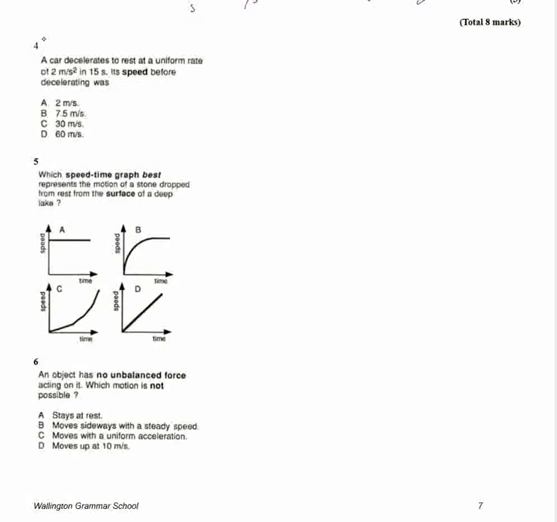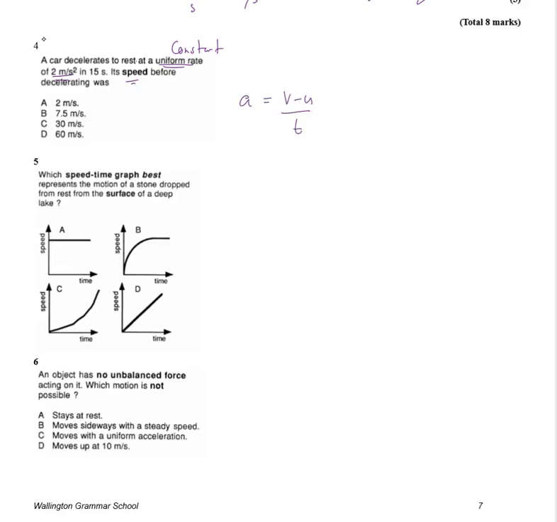Now, a car decelerates to rest with a uniform rate. Uniform means constant, okay, of 2 meters per second squared. So we know the acceleration. Work out the velocity, in this case the speed or velocity. Now, the equation is here. What do we need to work out? The speed in this case.